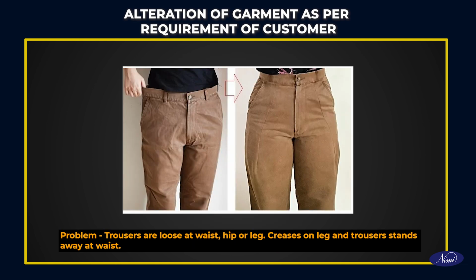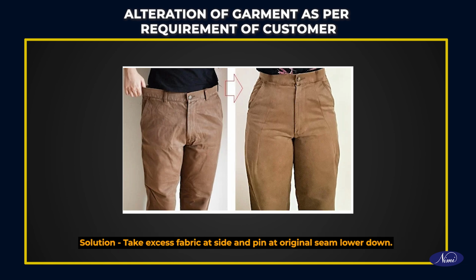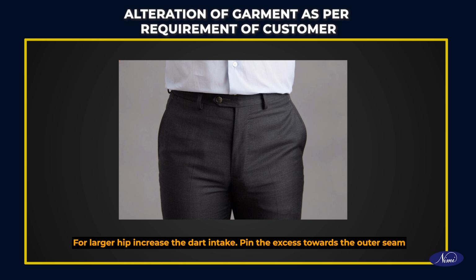Problem: trousers are loose at the waist, hip or leg. Creases on the leg and trousers stand away at the waist. Solution: take excess fabric at the side and pin at the original seam lower down. For a larger hip, increase the dart intake. Pin the excess towards the outer seam.